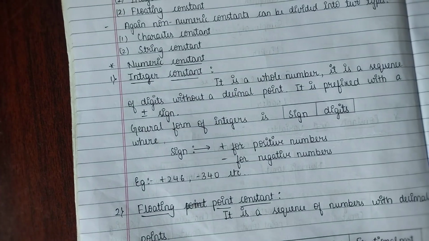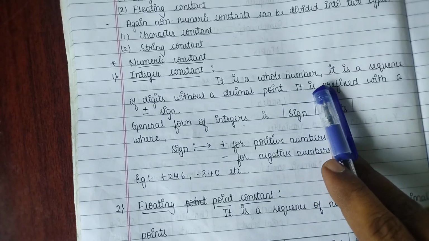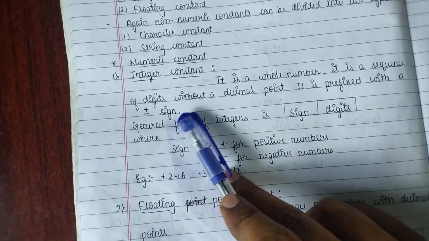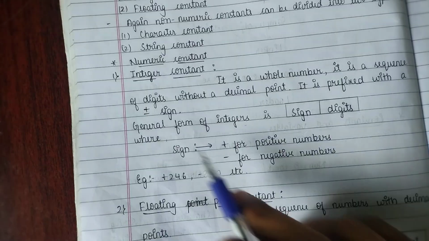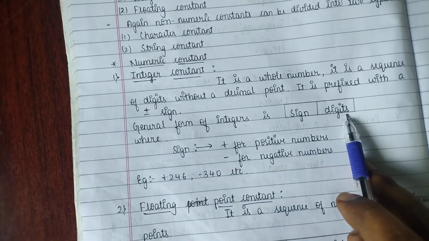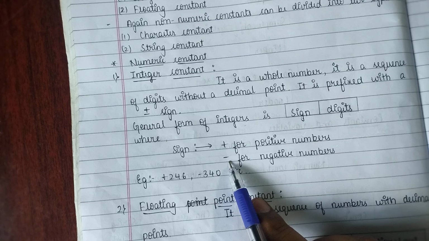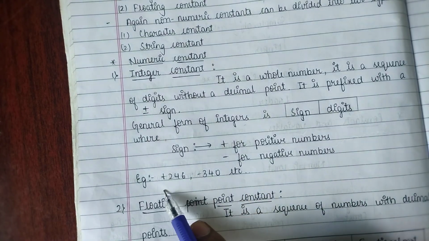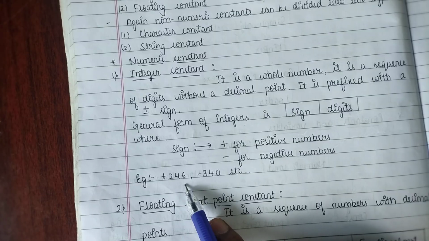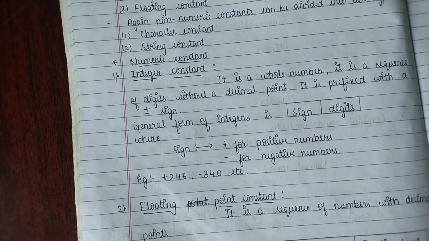See, in integer constant, it is a whole number and is a sequence of digits, right? For example, what is the general form to write the integers? It is a sign and digits, right? Sign, it may be positive or negative. After that you can write the sequence of digits, for example, plus 236 or minus 340, etc. Right? These are about the integer constants.